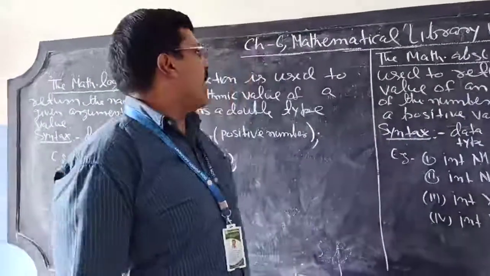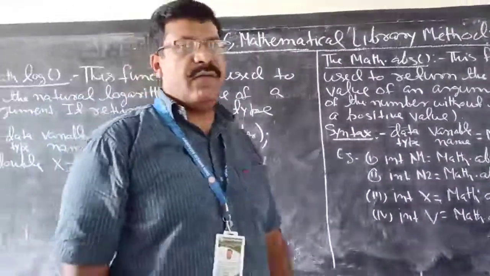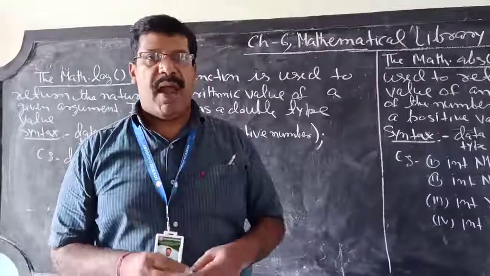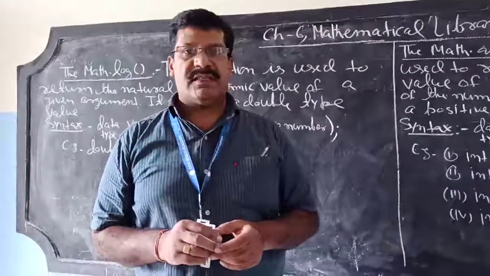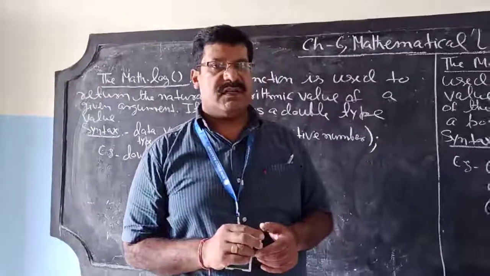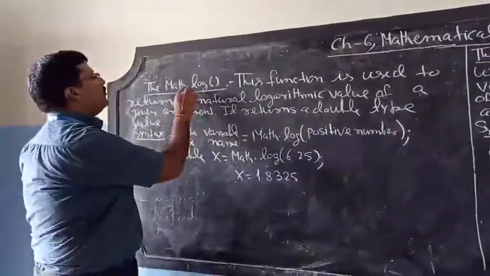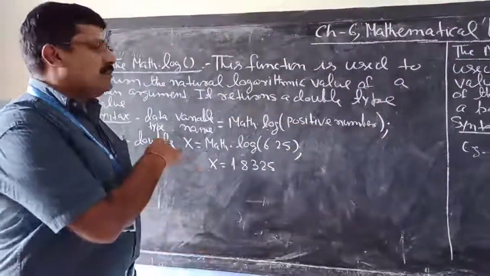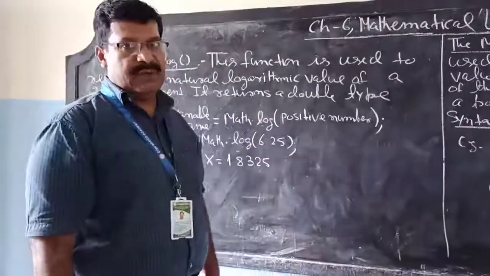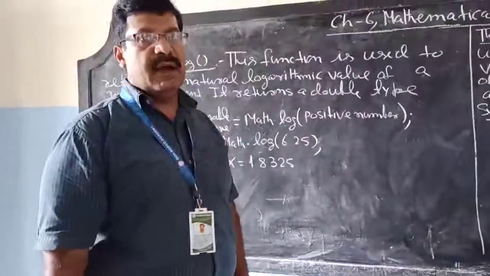Last week we started chapter 6, mathematical library methods. Till now we have finished the math.min function, math.max function, math.sqrt, math.pow function, and math.cbrt function. Today the next mathematical function is the math.log function. There is a chapter in mathematics called logarithm. So it finds the logarithmic value of any number.